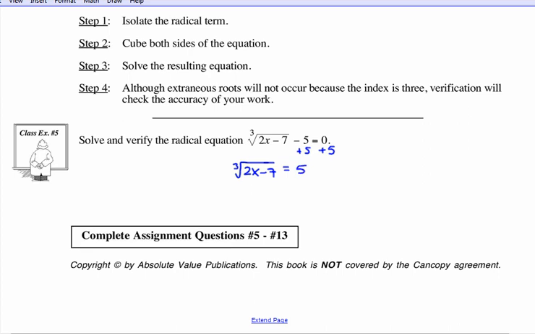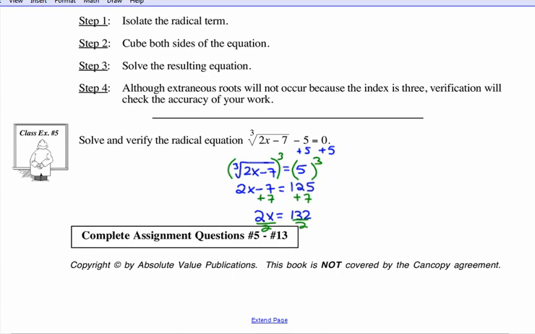Now how do we get rid of a cubic root? What will we do to both sides? We'll cube it. That cancels the cubic root out, so we're just left with 2x minus 7 equals 5 cubed, which is 125. And now we solve for x. Add 7. 2x equals 125 plus 7, which is 132. And then we divide both sides by 2, which gives us 66.